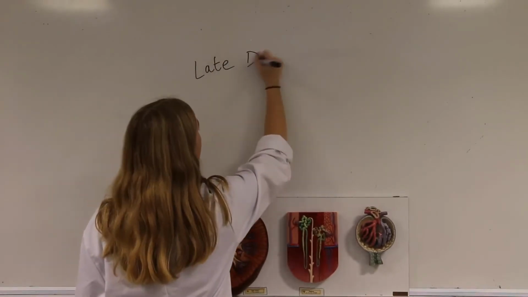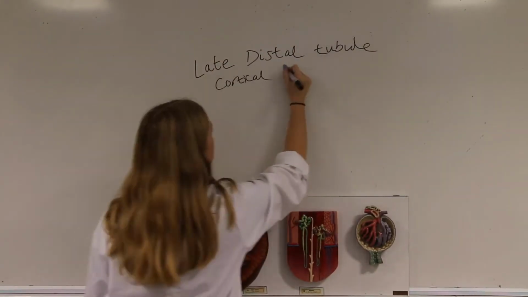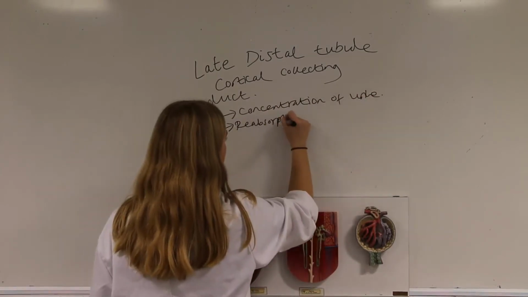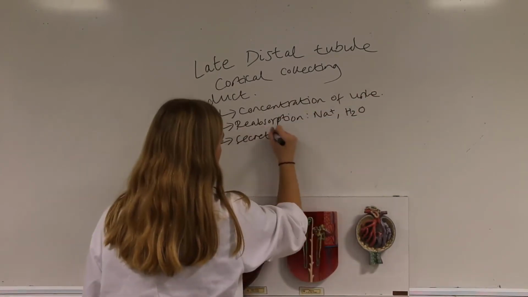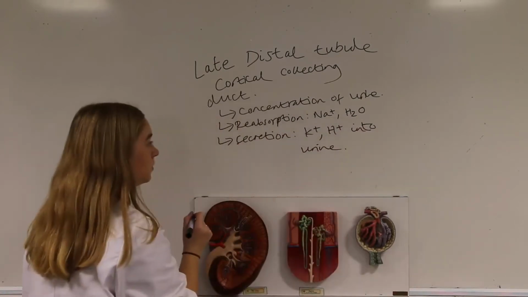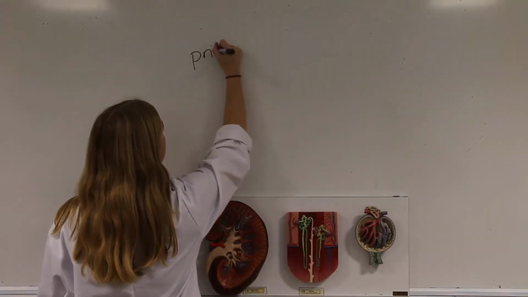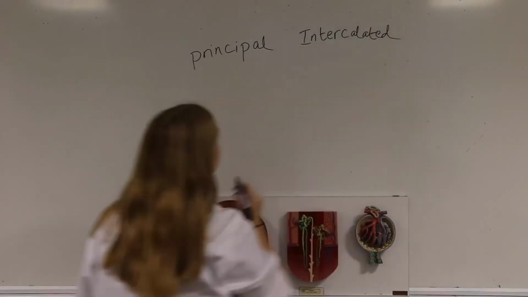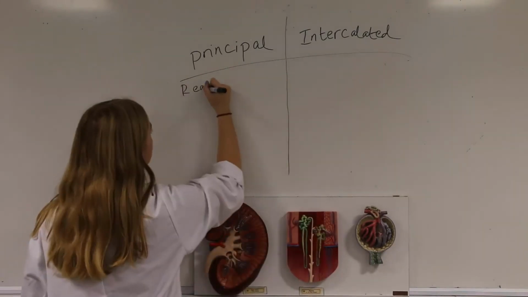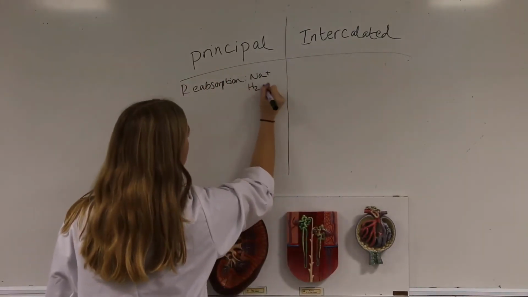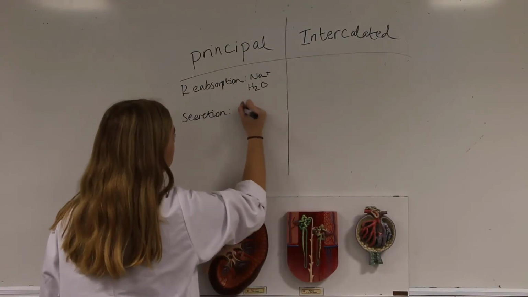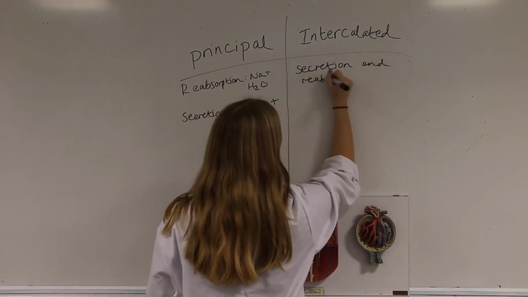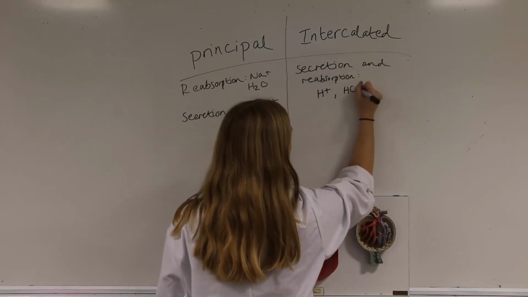The early distal tubule is responsible for the reabsorption of sodium, chloride, water, and magnesium. It is sensitive to thiazide diuretics. The late distal, connecting tubules, and cortical collecting duct play a role in concentration of urine, reabsorption of sodium and water, and secretion of potassium and hydrogen ions into the urine. They are composed of 2 cell types. Firstly, the principal cells, which play an important role in reabsorption of sodium and water, as well as potassium and hydrogen ion secretion into the urine. The second type are intercalated cells. These are important for secretion and reabsorption of hydrogen ions and bicarbonate.